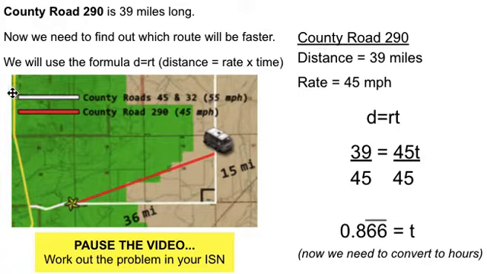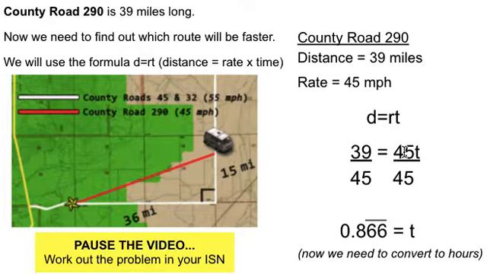Well, now we need to find out which route is going to be faster. So we are going to use the formula distance equals rate times time, or D equals RT, to figure out which route will be faster. Here's what we know for County Road 290. The distance is 39 miles. The rate is 45 miles per hour. So when I plug in these two numbers into my formula, I'm going to put in 39 for the distance, and I'm going to put in my rate of 45 for R, leaving me with 39 equals 45 times T.